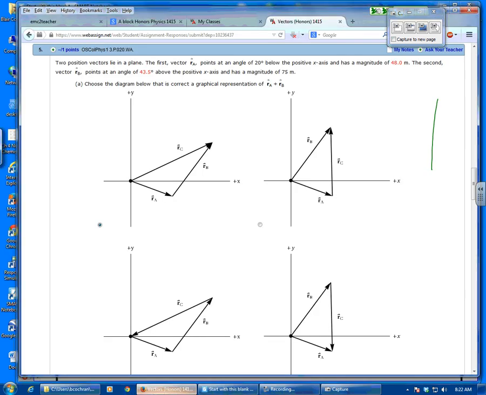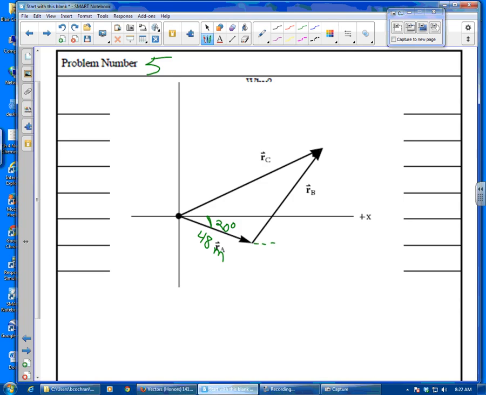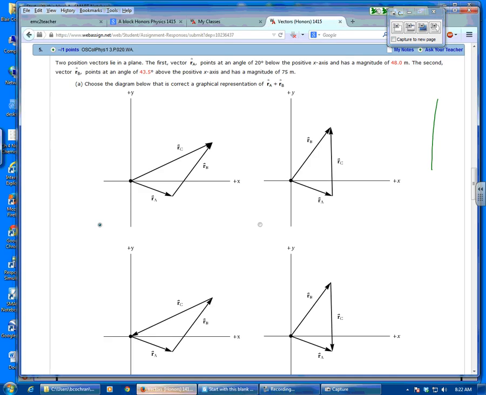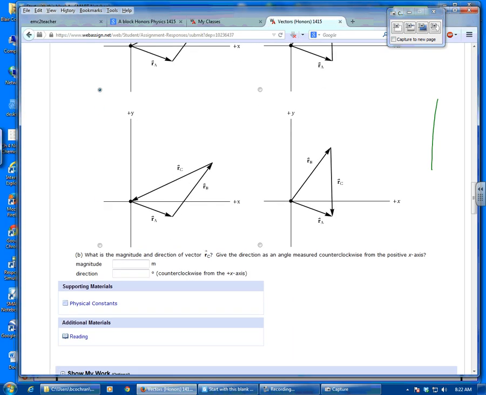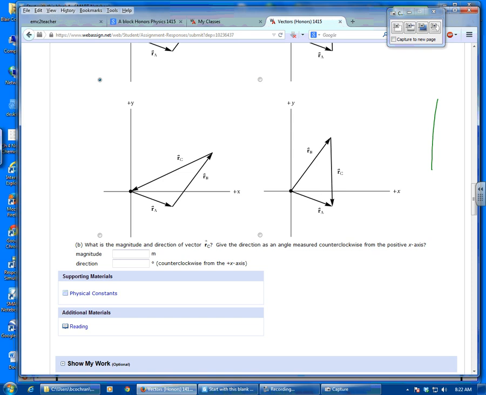The second vector points at an angle 43.5 above the positive x-axis and has a magnitude of 75 meters. So I'm going to put a dotted line here parallel to my x-axis. This angle here is 43.5 degrees, and the magnitude of this is 75 meters. I think I got everything correct. And what they're asking me to find is the magnitude and direction of my resultant vector.